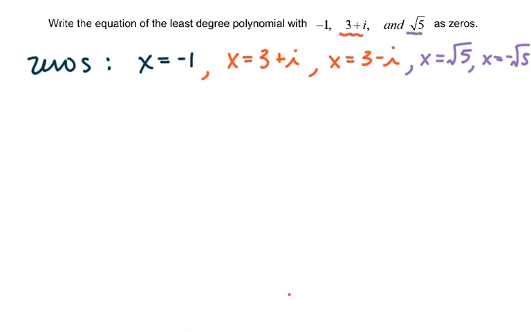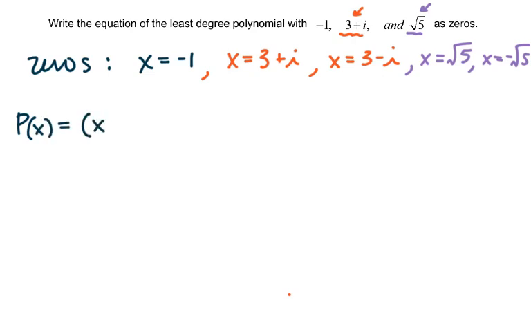Even though this looked like I would only have 3 zeros, and this would be cubic, because one of my zeros was complex and the other zero I had here, square root of 5, was irrational, I had to write those as conjugate pairs, and that means the sign in front of the square root or the sign in front of the i has to change. That's what a conjugate is. So we have 5 zeros. That means we're going to have a 5th degree polynomial.